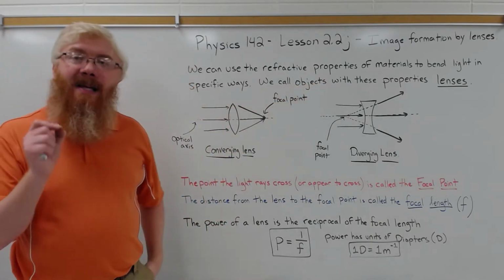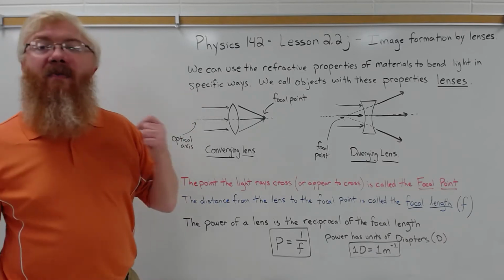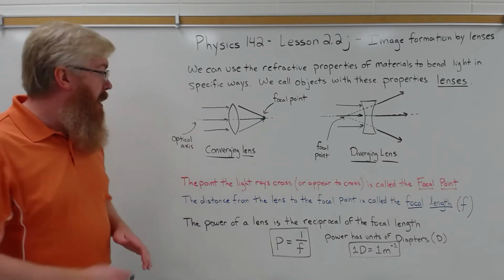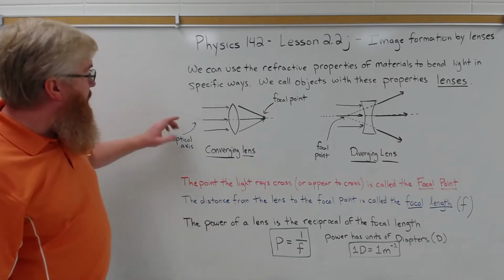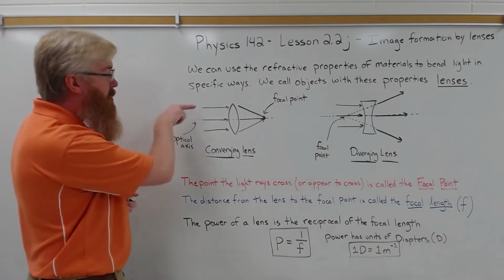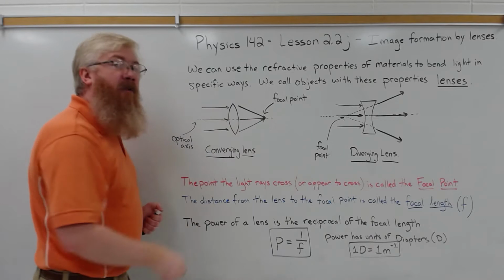Now, a lens is a device that takes light and bends it. Now, we're going to look at two very simple types of lenses. The first type is a converging lens. And a converging lens takes parallel beams of light. So these are incoming parallel beams of light, and they bring them to a focal point.